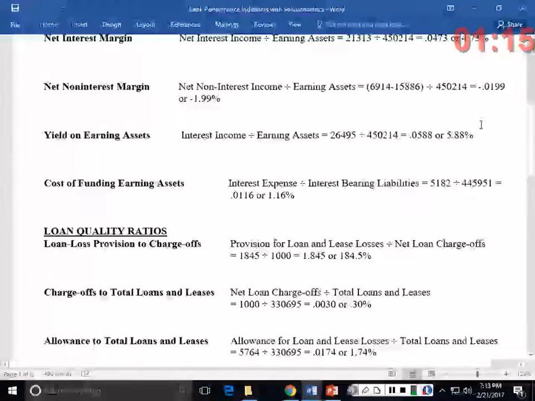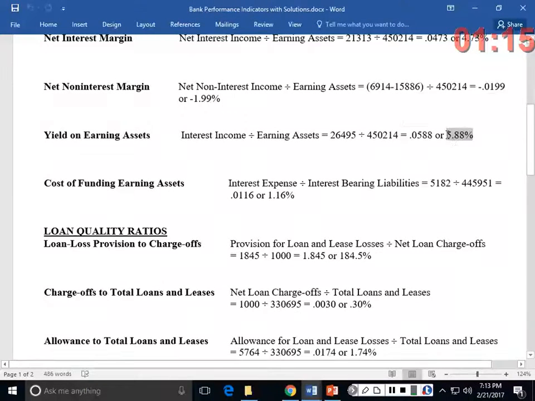So this is what you're making when you loan money out or invest it in different bonds. This is what you're paying to get the deposits to loan out or invest. So you can see this bank's probably in pretty good shape right now. I mean, it's making almost 6%. With interest rates at historical lows, it's paying a little over 1%. That's not going to last forever, although it's lasted a long time.